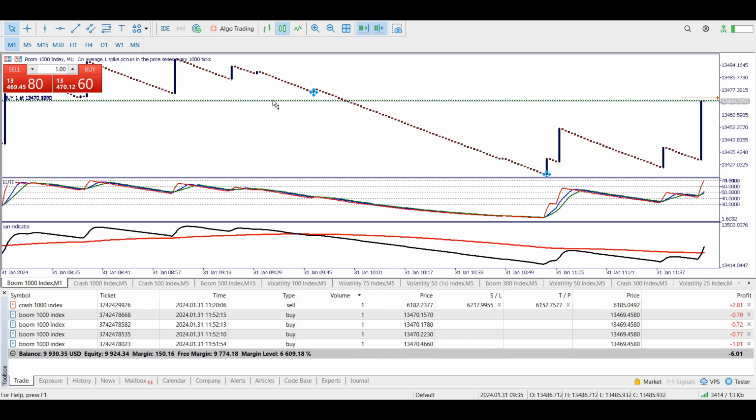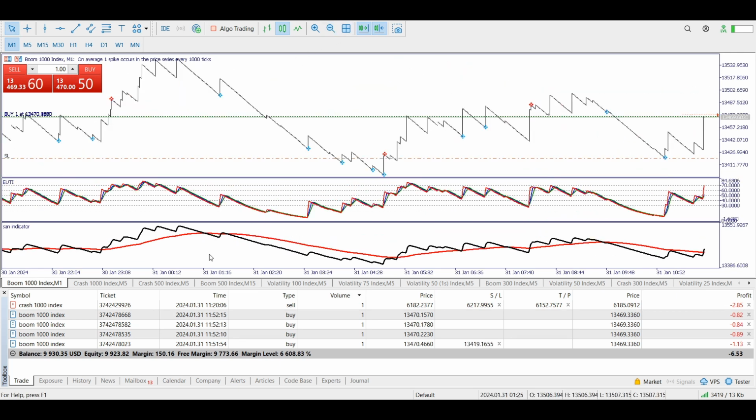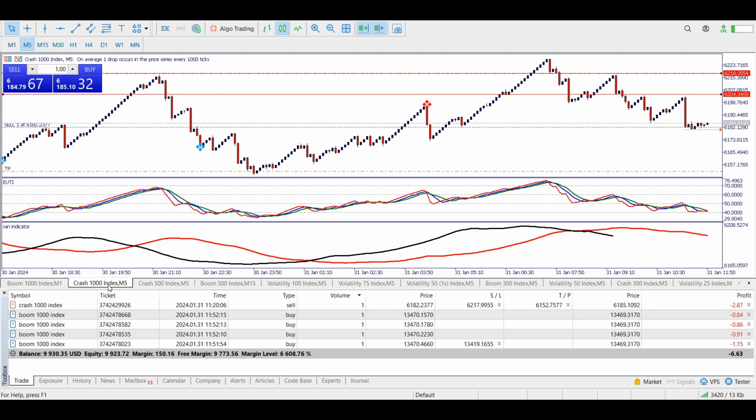Patience pays, guys. So now all our trades are in loss. Let us see what's going to happen. Do you see where I put my stop loss? Right there below. And my take profit, I expect it to be right there. And remember, Crash 1000 has crossed over completely. Now there's a very clear crossover, so it means that it is going to sell.